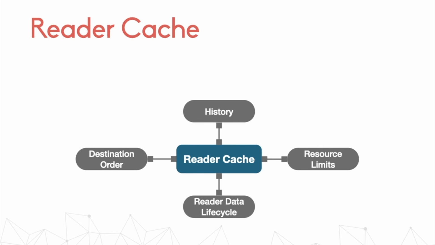Then the last point is the reader cache. You can control the reader cache, and that's important for resource management. Once again, through the history to decide how many samples you want to store, through resource limits that allow you to control how much memory this cache is going to take, and you can also control the garbage collection of disposed instances by means of the data reader lifecycle. Last but not least, you can control destination order, deciding how data will be inserted in your cache if there are instances produced by multiple writers.